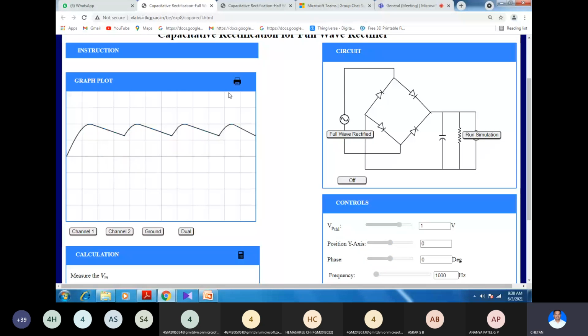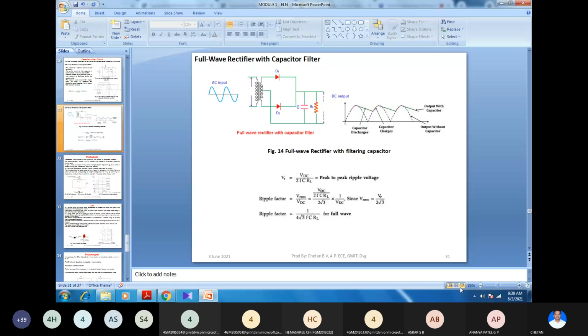I hope both concepts of capacitive rectification are clear. Now we shall move on to the next topics.